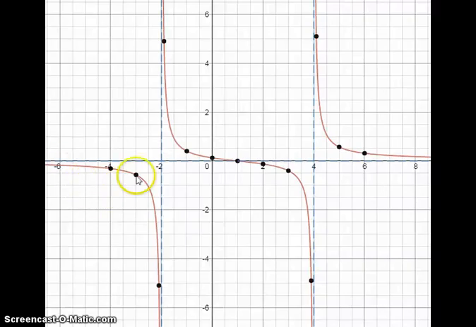Yep, looks good. We've got 3 branches just like we expected, so the more points you plot, the more of an idea of what your curve looks like. Make sure to plot points between the asymptotes, to the left and to the right of the asymptotes and near the asymptotes. That will really give you a good idea of what's going on. Alright, that's all for today.